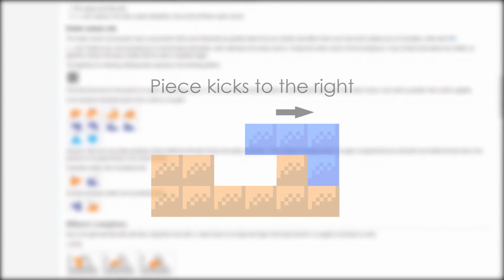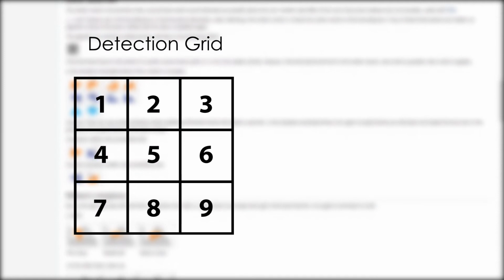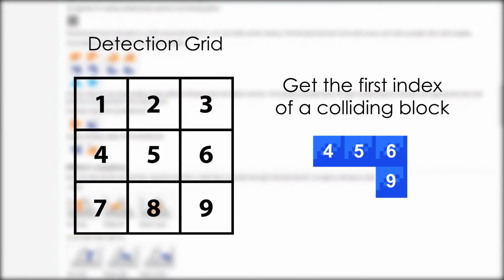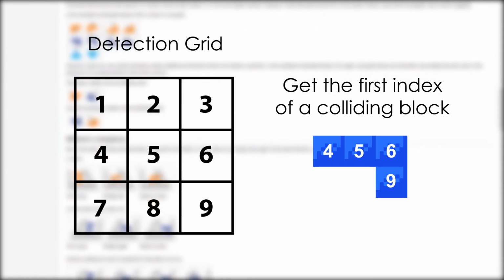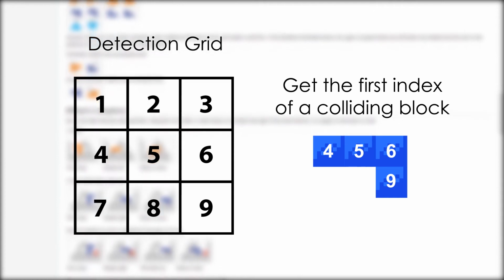The wiki documents the logic on how the arcade determined whether or not the piece could rotate, so I duplicated it. I don't need to check every 3x3 block area. I only need to check the first block of the piece that intersects, since I have the blocks ordered from top down and left to right order, which matches the grid numbering.